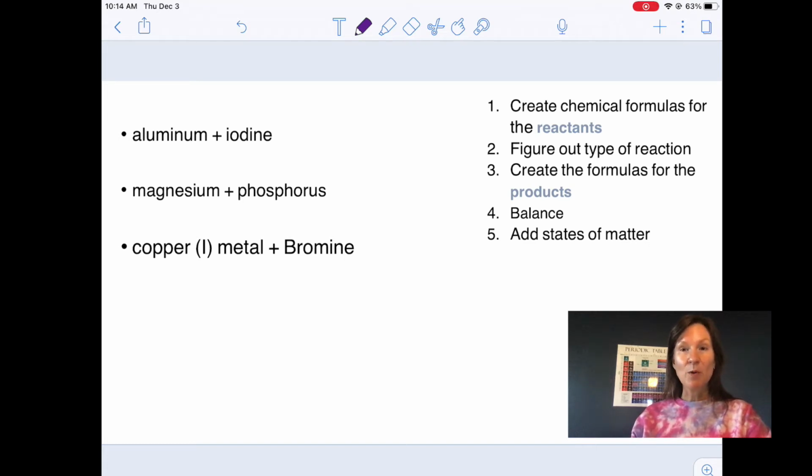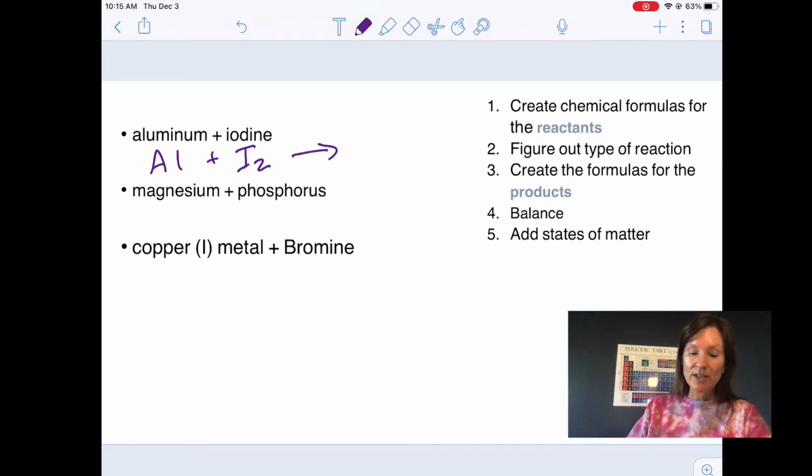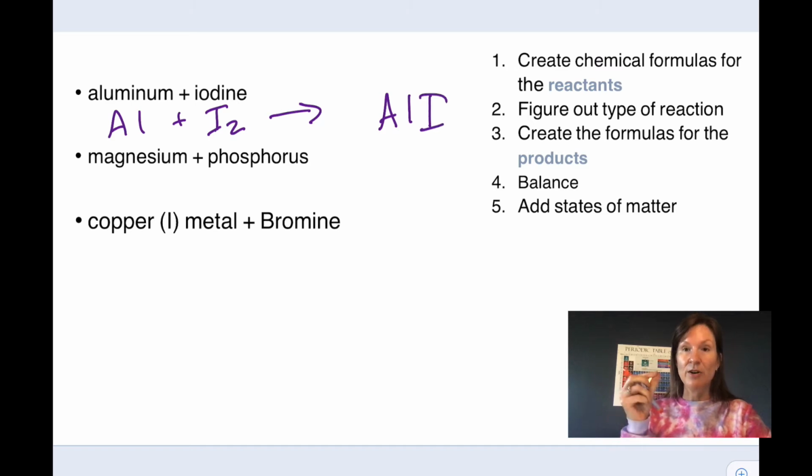So step 1, you're going to create chemical formulas of the reactants. So using your periodic table, aluminum is just Al, and iodine is I, but it's one of those diatomics, so it's going to be I2. Putting my arrow in to represent the fact that I'm going from reactants to products. I know that this is a synthesis reaction because number 1, it's a synthesis video, and number 2, it's 2 simple elements. So essentially aluminum and iodine are going to come together into one compound.